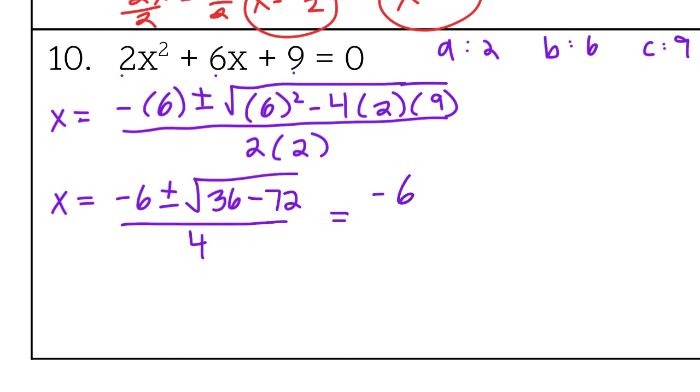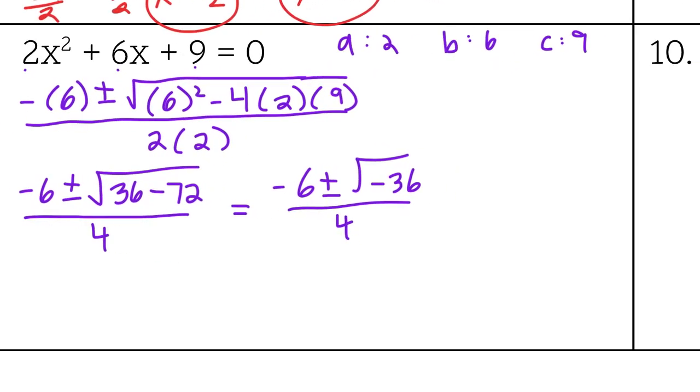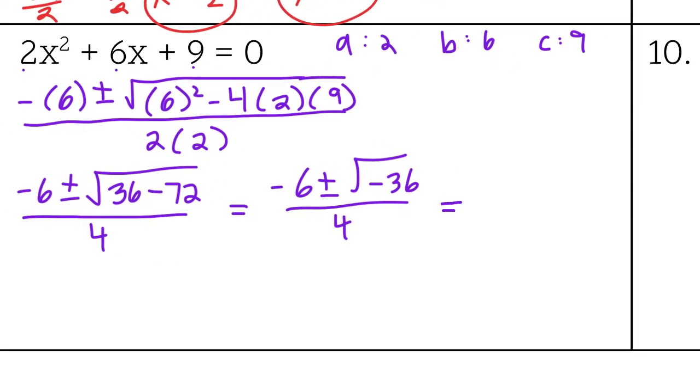So inside that radical, I have 36 minus 72. That gives me negative 36 over 4 still. Anytime you have a negative inside the square root, you're going to replace it with an i. So this will be positive square root of 36, i over 4.